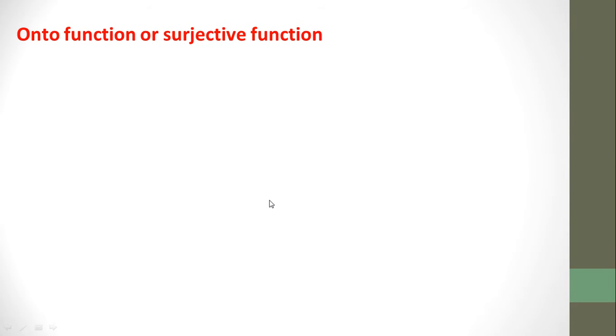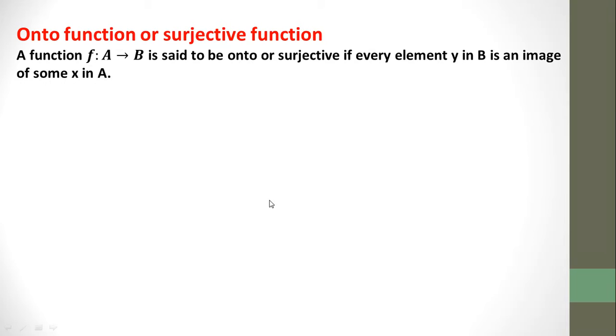Now the next type is onto function, also called surjective function. Now see the definition of onto function. A function f from A to B is said to be onto or surjective if every element y in B is an image of some x in A. Means this is related with the element in set B. The set B is called the codomain set and set A is called the domain set. So every element y in B is an image of some x in A.